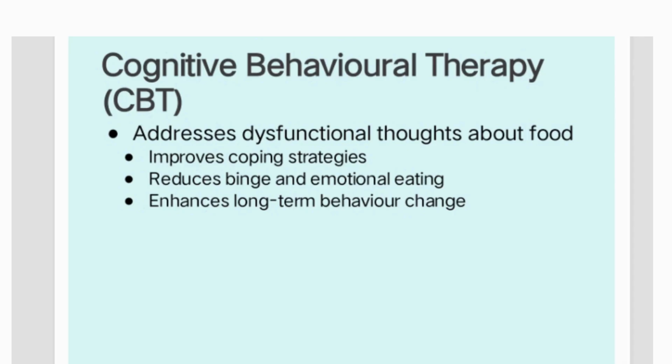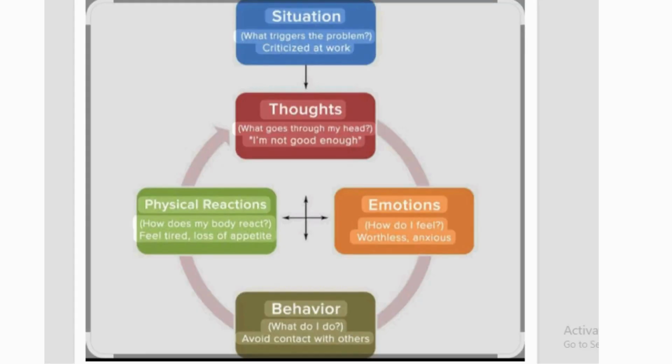There is cognitive behavior therapy, which we call CBT. It addresses dysfunctional thoughts about food, improves coping strategies, reduces binge and emotional eating, and enhances long-term behavior change. So there is a relationship between thoughts, emotion, behavior, and physical reaction. In any situation, what triggers the problem? Criticism at work. Then the thought, what goes through my head: I am not good enough. So it creates the emotion, how do I feel: worthless and anxious. The behavior, what do I do: avoid contact with others. And the physical reaction, how does my body react? So I feel tired, with loss of appetite.